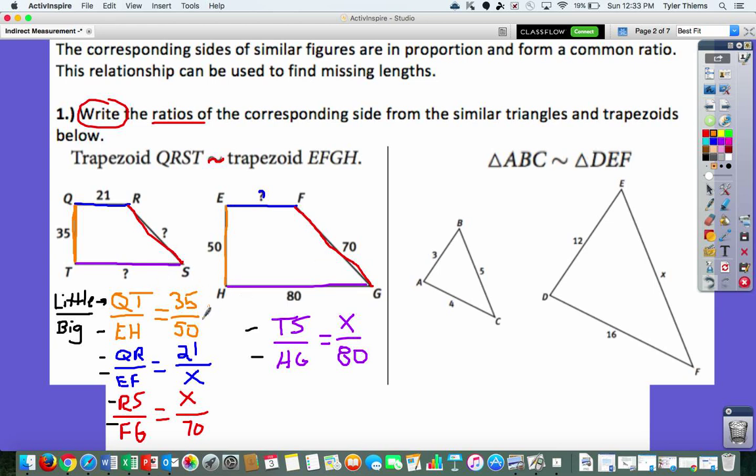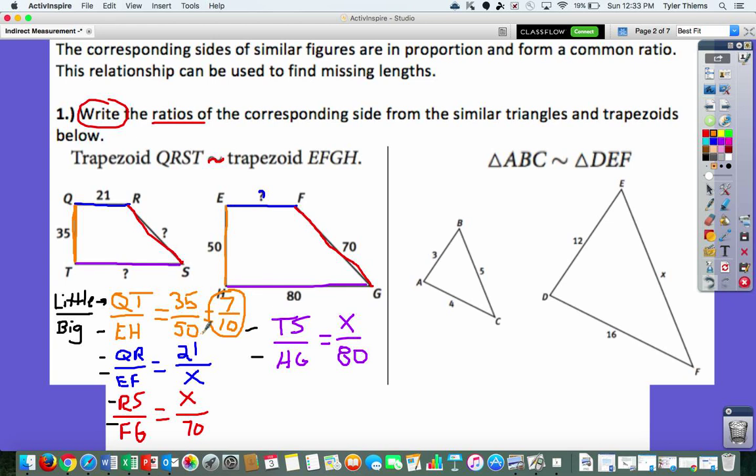And then finally, the ratio that we're going to find here: if we reduce, the only one we can really look at is 35 over 50. So if we're going to reduce that, well, 5 goes into both of these. 5 goes into 35 7 times, and 5 goes into 50 10 times. So the common ratio that we have between these similar trapezoids is 7/10.